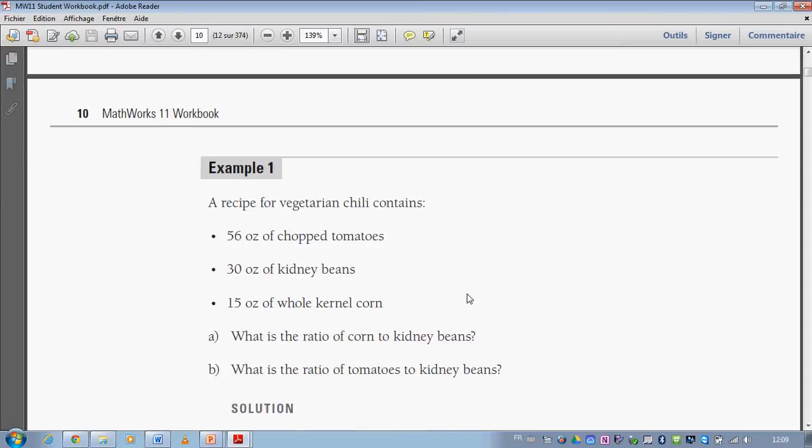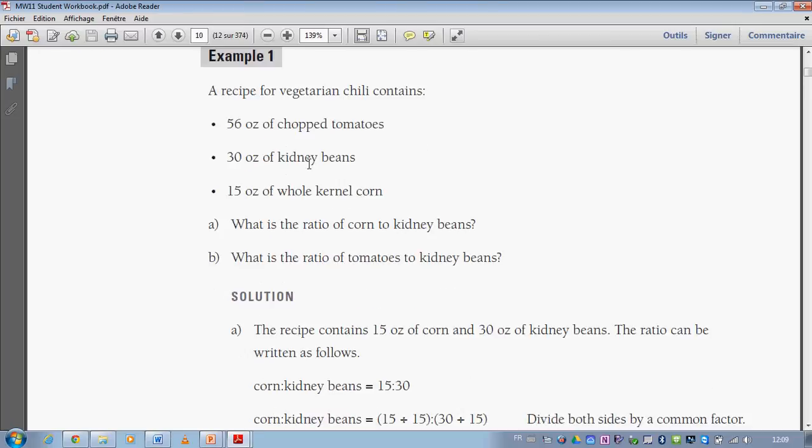Example 1 here. This is all solved already for you guys, but just to talk about it. What's the ratio of corn to kidney beans? For corn to kidney beans, you've got 15 ounces of corn and 30 ounces of kidney beans. So that's a ratio of 15 to 30. Except you can't just leave it as a ratio of 15 to 30, because both these numbers have a common factor.